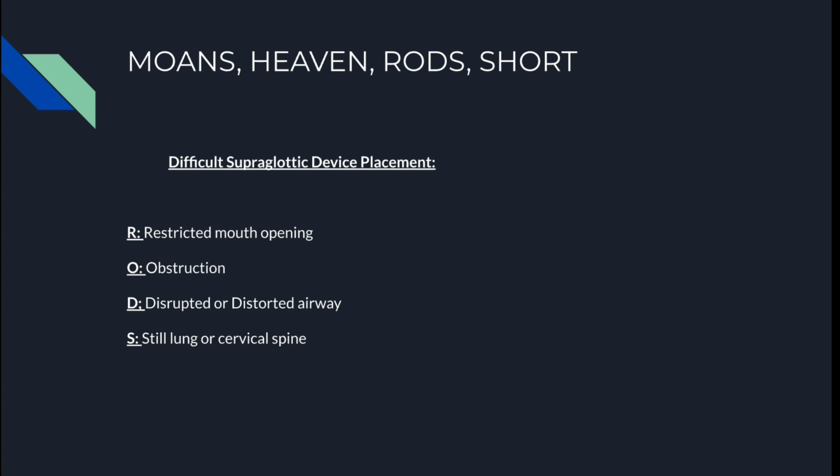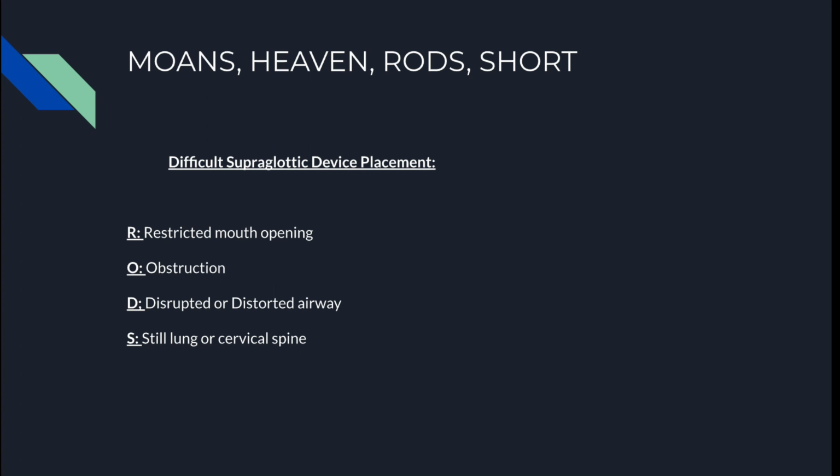Disrupted or distorted airway, this could be from trauma, it could be congenital abnormality, but these are intended for normal anatomy, so if there's anything in there that's going to displace them in any way, shape, or form, they're probably not going to work. Stiff lung or cervical spine, so obviously back to the C-collar, this is going to pose a little bit of a complication as it pertains to placing the supraglottic airway if we aren't able to pass the device or seat it in the appropriate position.